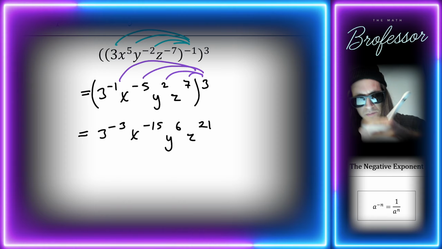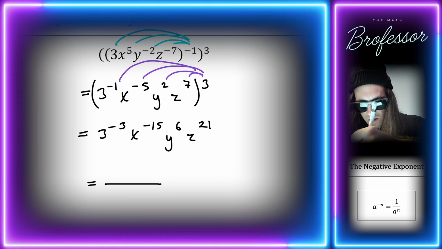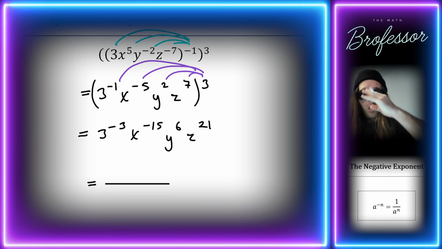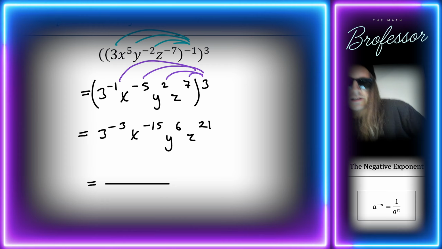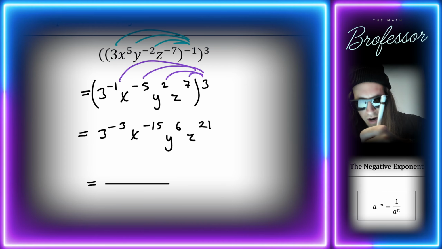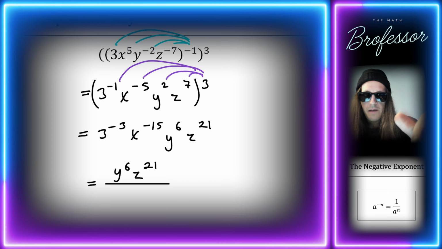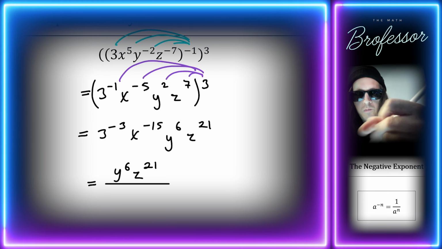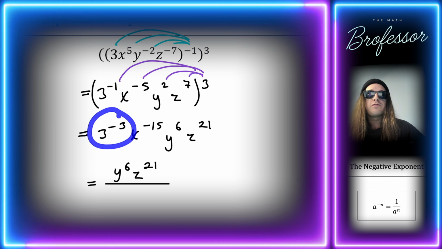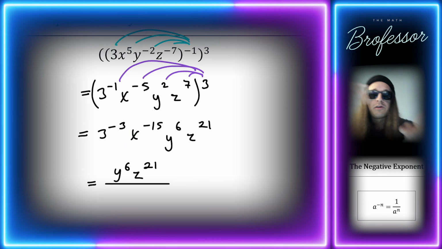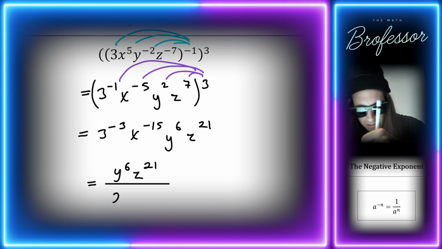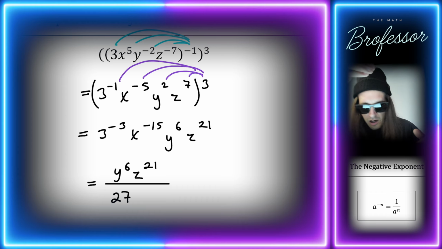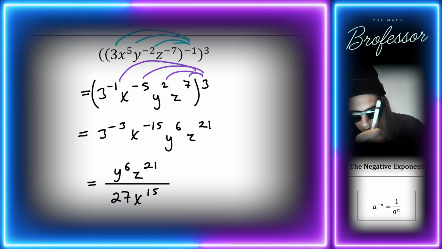Give myself a little bit more room. Whatever is negative needs to go to the bottom. So the y to the 6 can stay up top. The z to the 21 can stay up top. I'm going to do this in one step. 3 to the -3, that's going to reciprocate and become 3 to the +3. But 3 to the third power, 3 times 3 times 3 is now a 27. But it's in the bottom, not the top, as well as the x to the +15.